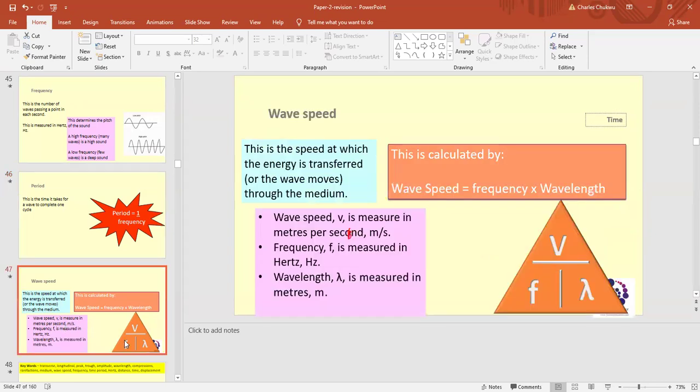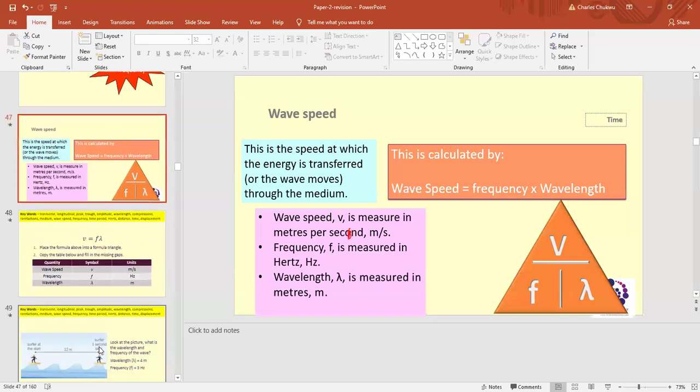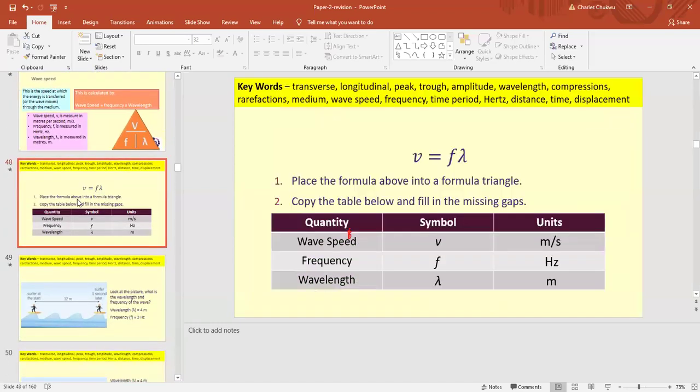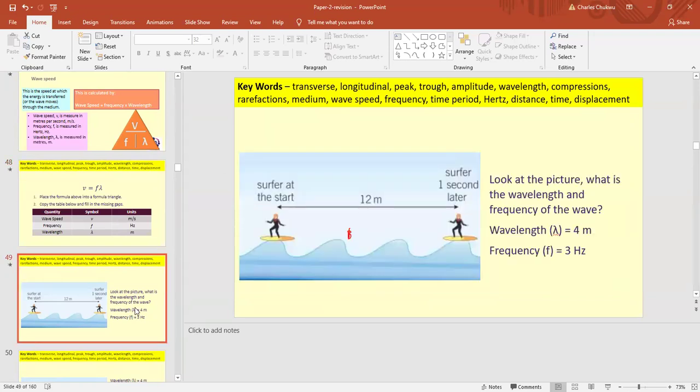Okay, these are other concepts about waves. Remember this formula, V equals frequency times wavelength. That's velocity. Frequency times the wavelength, that's the velocity. I think these are practical applications of waves. So look at the picture. What is the wavelength and frequency of the wave? The wavelength is 4 meters.